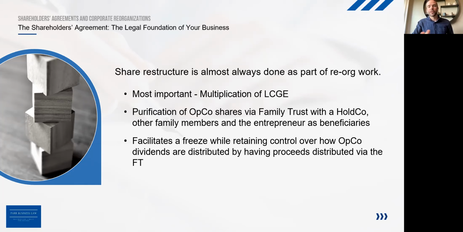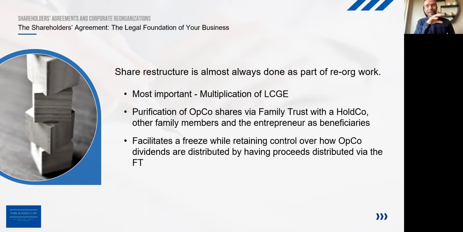And so I'm going to switch gears a little bit and talk about corporate restructuring, or share restructuring. A share restructure is almost always done as part of reorg work, so the multiplication of lifetime capital gains can occur when a family trust is incorporated. Generally the structure looks like this, and forgive me that I didn't prepare a slide to demonstrate it, so just follow along in your mind.